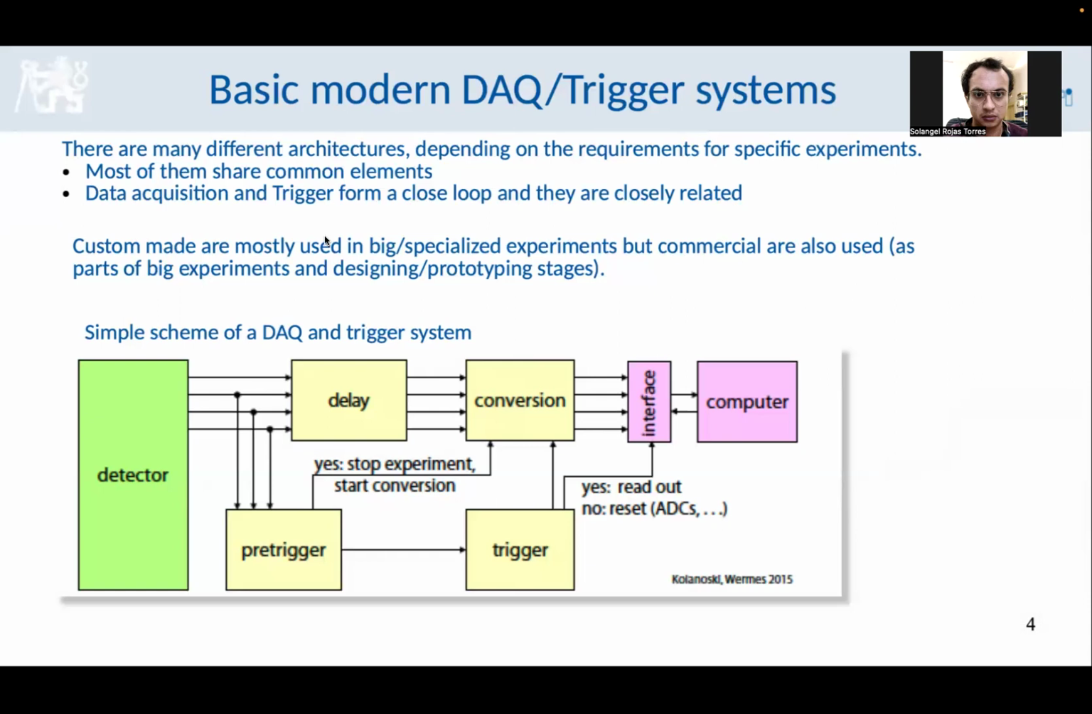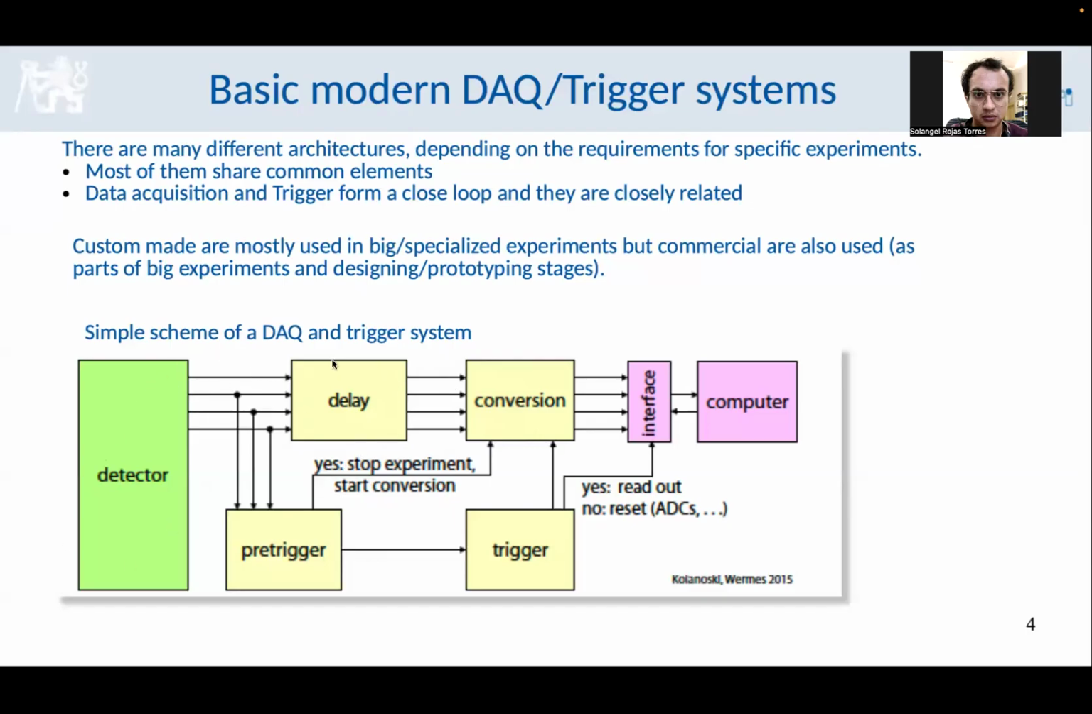In general, all the systems have common elements. Data acquisition and trigger are very closely related to each other. Normally for big experiments you have a part that is custom made, and in some cases you also have some commercial electronics to design your system. But normally it's more common to have custom electronics.